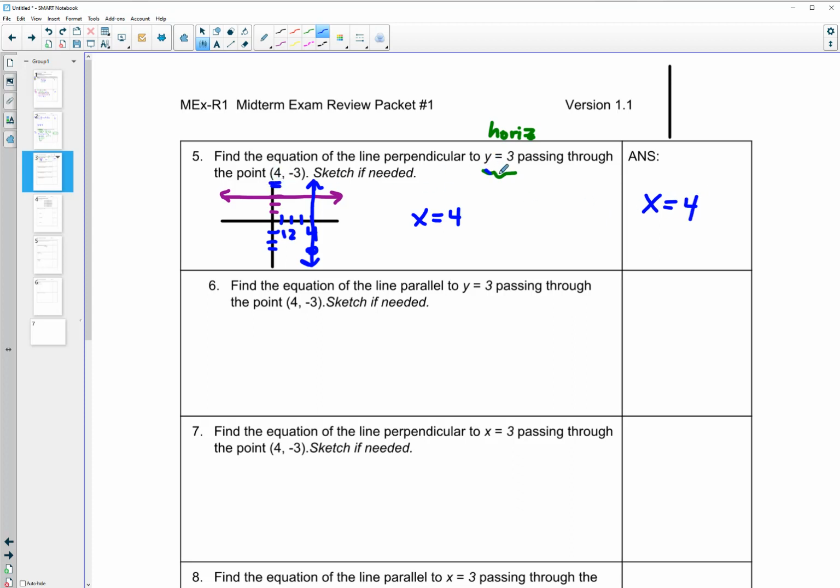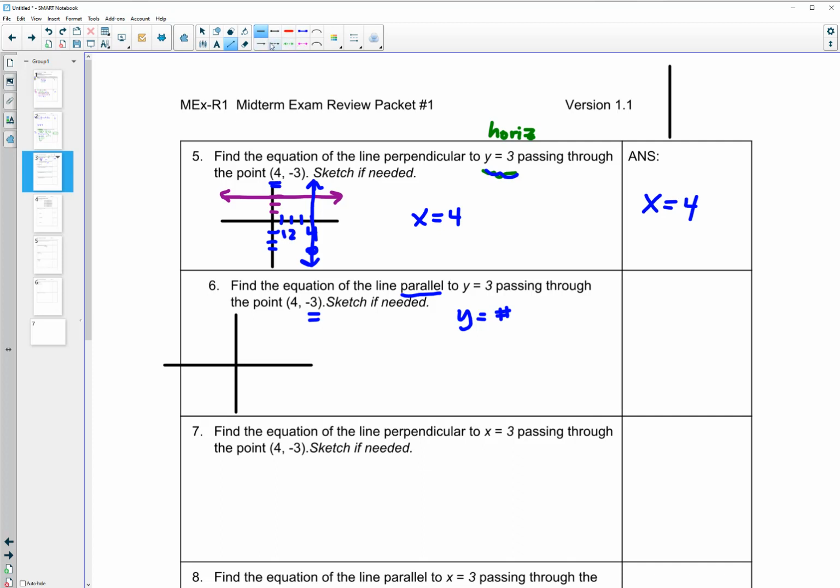We know it's perpendicular to a horizontal line, so it's a vertical line, and we know vertical lines look like x equals a number. Find the equation of a line parallel to y equals 3. Okay, so parallel means it's the same direction. So if it's y equals 3, our answer is going to be y equals a number, y equals b, y equals some number. And that number is right here. I'm going to draw it though because I always tell you to draw these. It's better for you, particularly if you're just learning it.